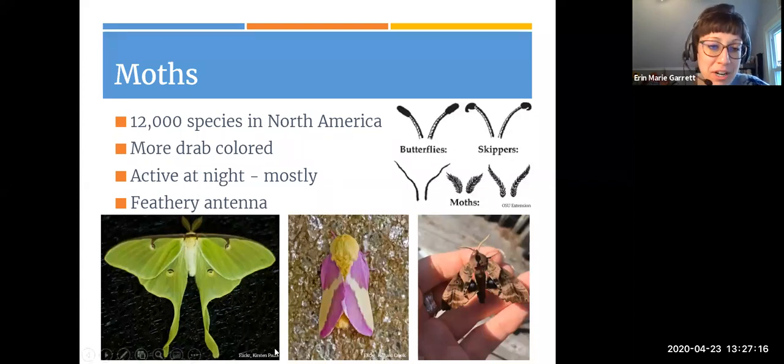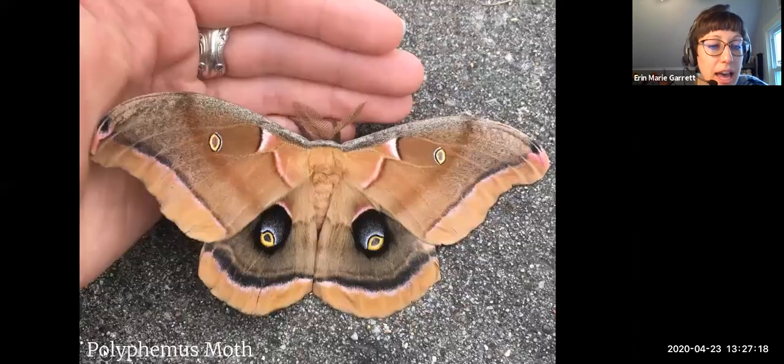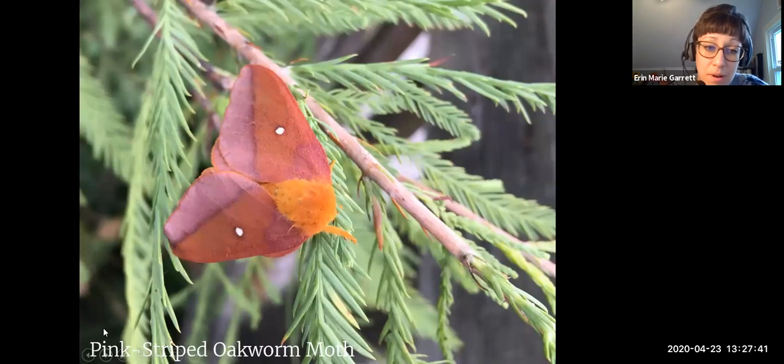But let's look at a few more examples. A few years ago, I worked at a nature center and we had an insect trap that we put out at night that had a light on it. And it was my job to go out and collect whatever moths and insects we caught the night before and identify them. So here are some pictures of the ones that we caught. We have the polyphemus moth here, one of our very large silk moths. We've got another silk moth, this pink striped oakworm moth, which looks kind of like the rosy maple moth.